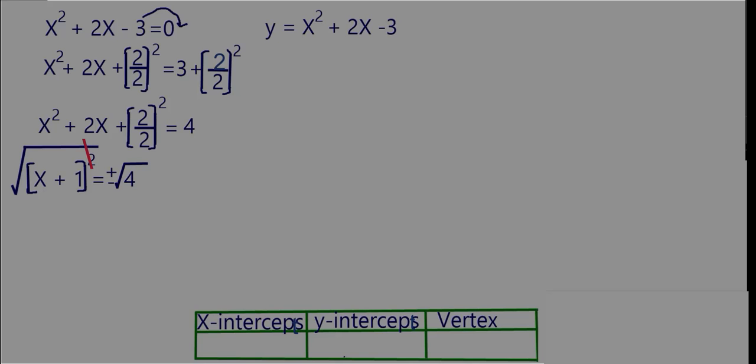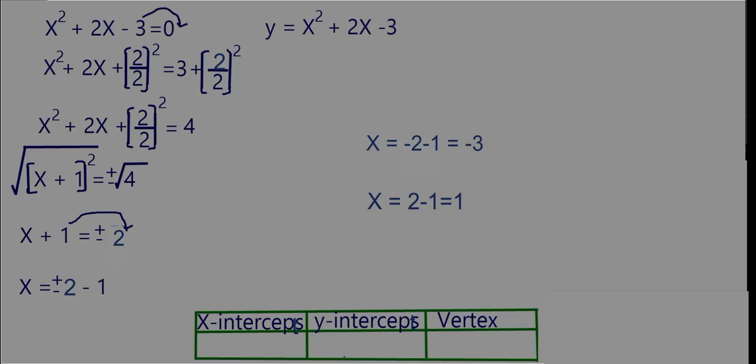The signs cancel, leaving x plus 1. The square root of 4 is 2. We move over 1 so that x alone can remain on one side. Solving for x, we get x equals minus 3 and x equals 1.